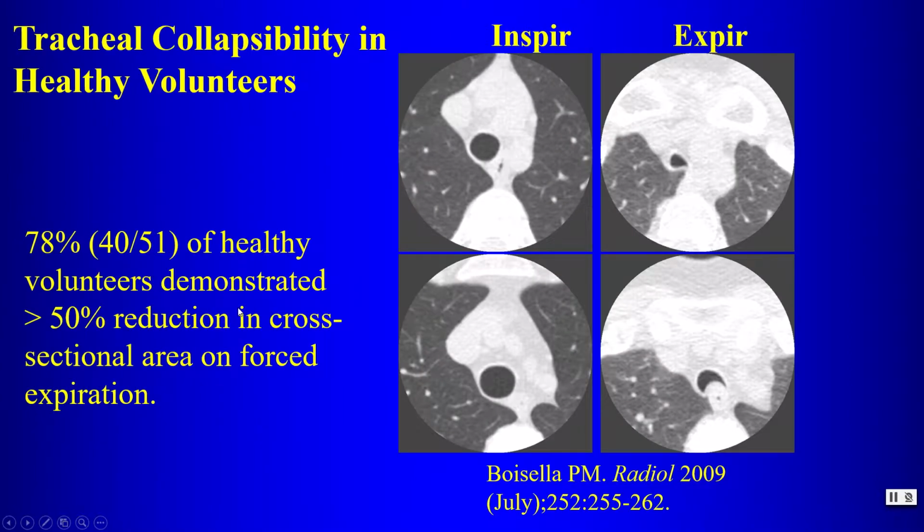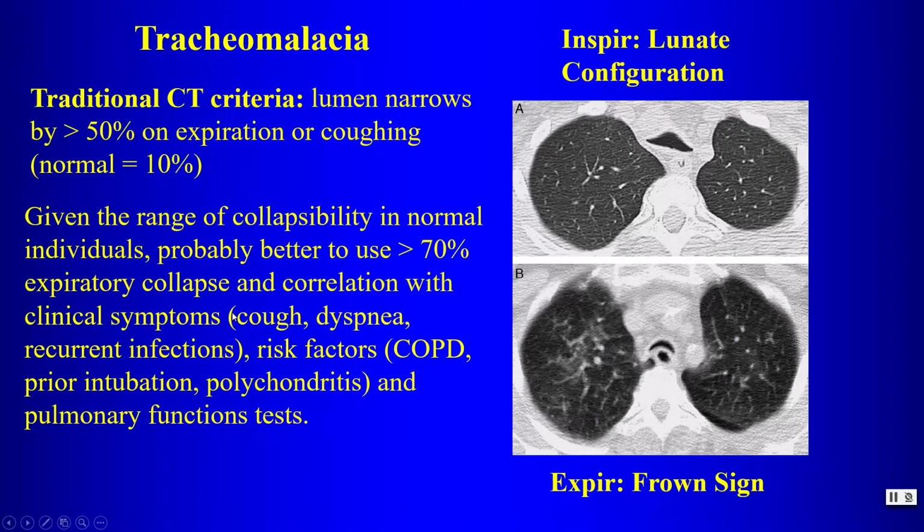Okay. Now, it turns out that there can be, sometimes in normal patients, a significant amount of collapse of the trachea. In this particular study, about 78% of healthy volunteers demonstrated greater than 50% reduction in the cross-sectional area on forced expiration. So you have to be careful in terms of interpreting the sign. You don't want to interpret these things in isolation. If the patient is symptomatic, then we would take it more seriously. And if you have this, especially this marked collapse with the frown sign, then it is probably a real finding.